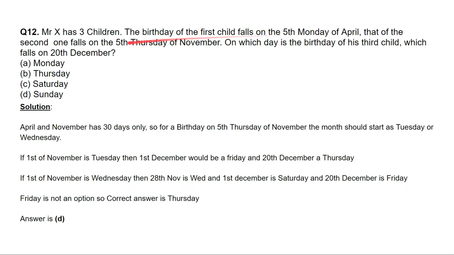is the first child's birthday, and the fifth Thursday of November is the second child's birthday. Okay, so we know April and November have around 30 days.